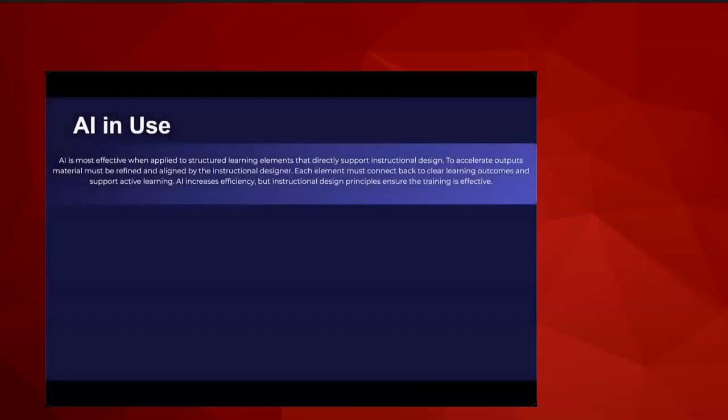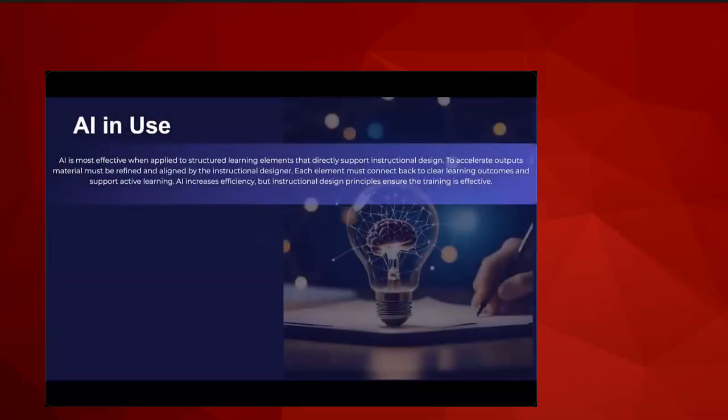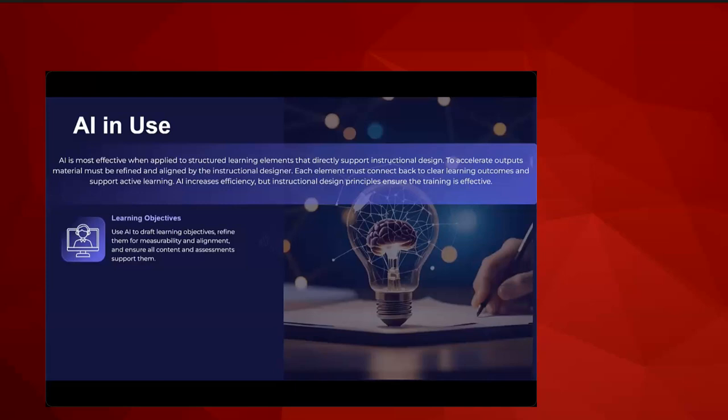AI in use. This is where AI becomes most effective, when it is applied to structured learning elements, not just content generation. For learning objectives, AI can help draft initial statements, but those must be refined to ensure they are measurable and aligned to outcomes, because everything in the course should map back to them.